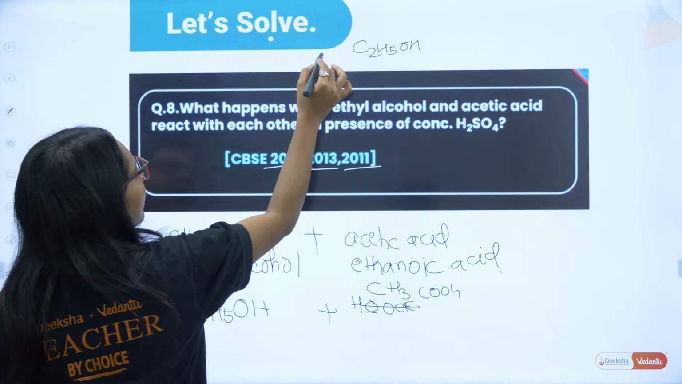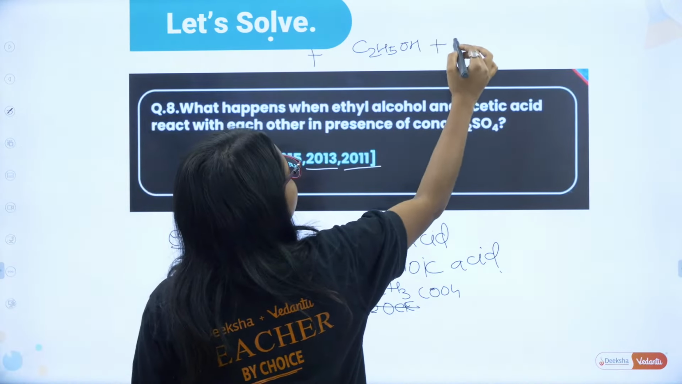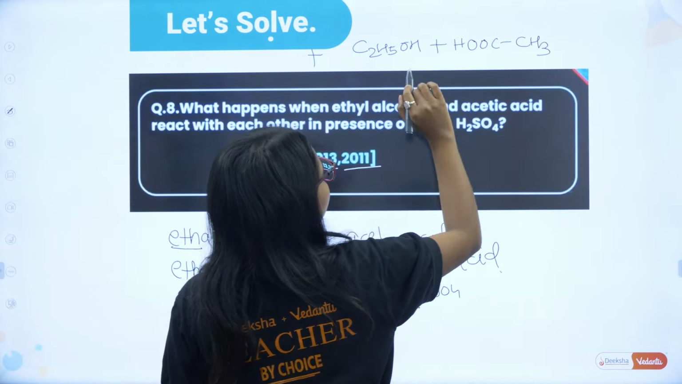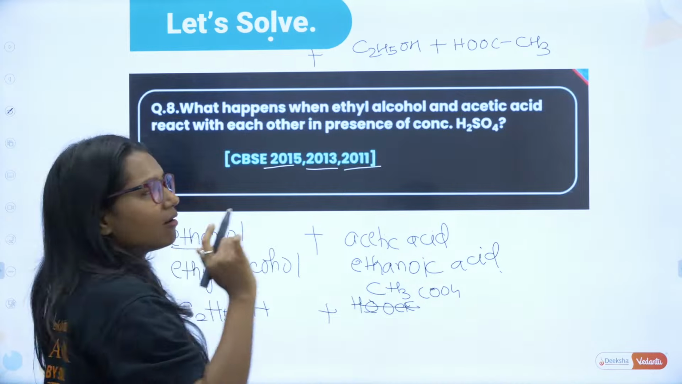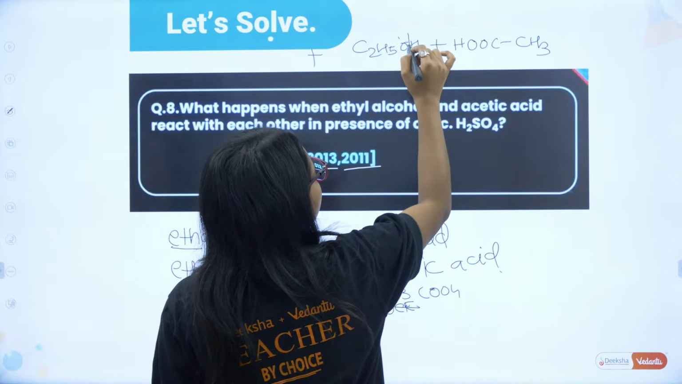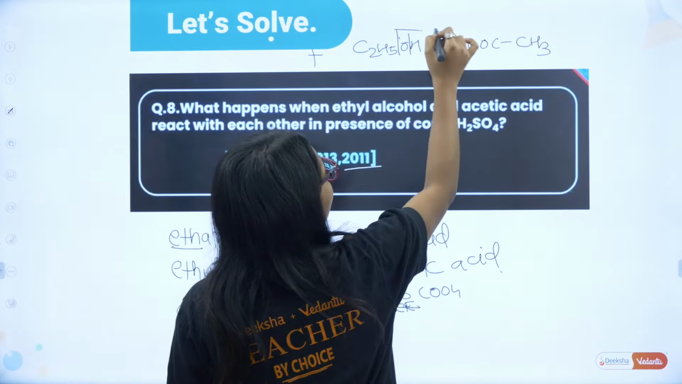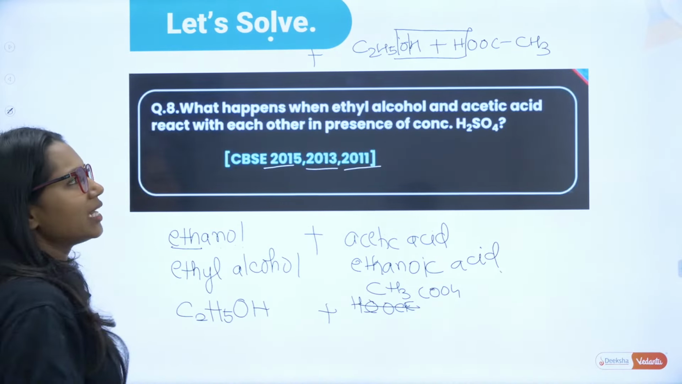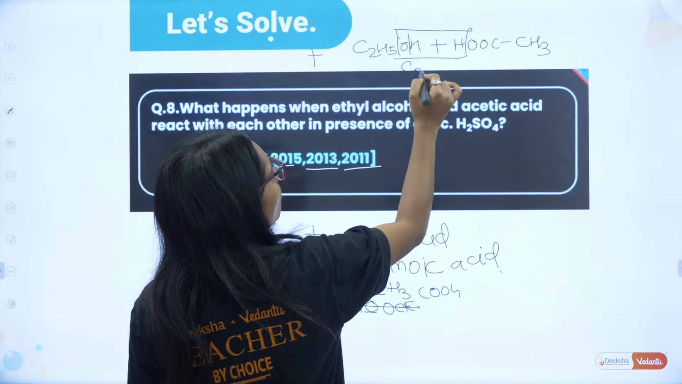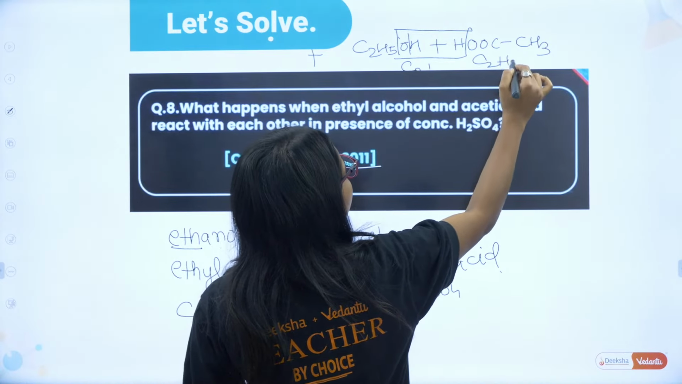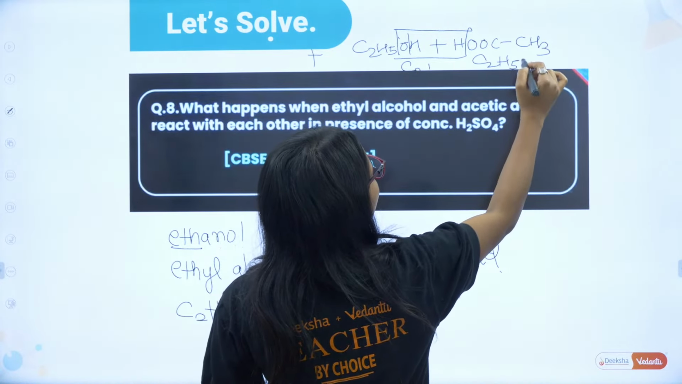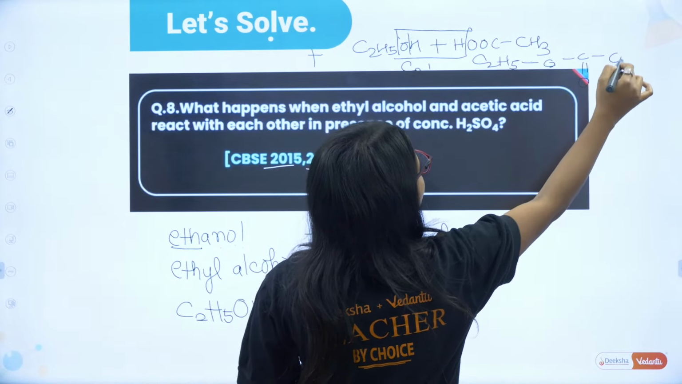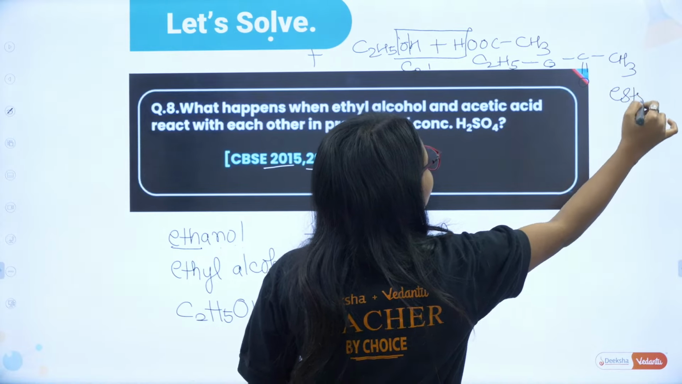So see here, C2H5OH. I am writing in this way so that it will become easy for you. So what happens here? The OH from here and the H from here comes out. So what is left? C2H5 and this side CH3CO. So basically this is the ester.